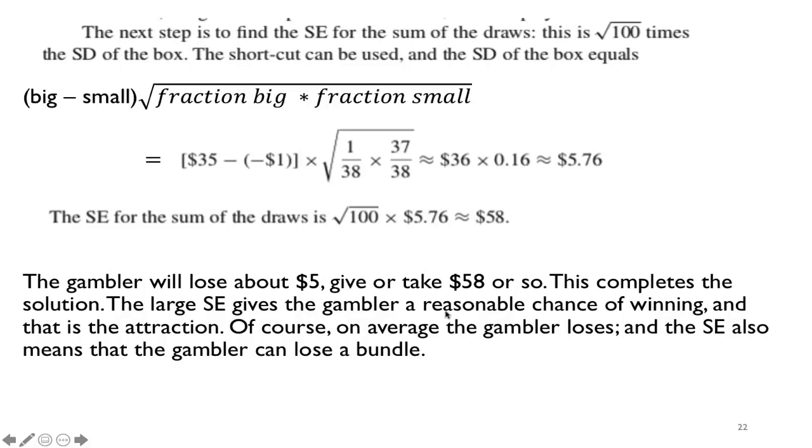And so this is the reason why they like to play this game: the SE is $58. That means there's a big swing. You can win big or lose big, and that's why the game is attractive, that big swing.